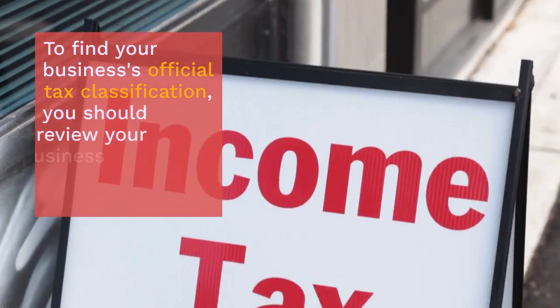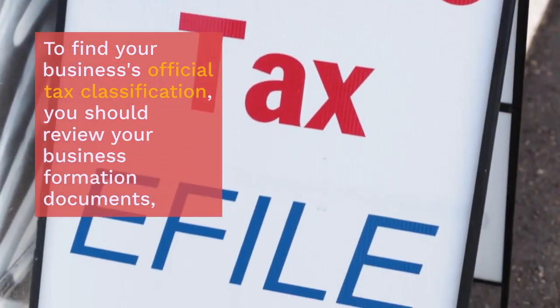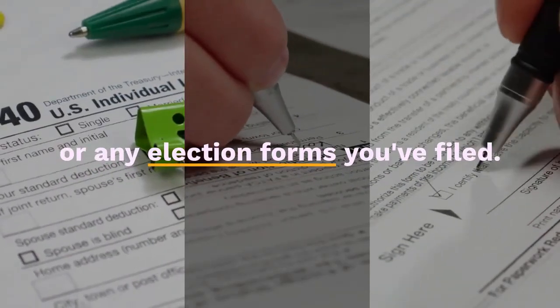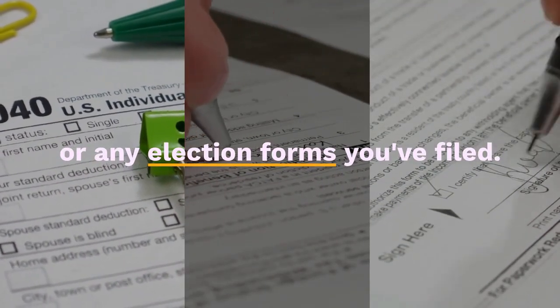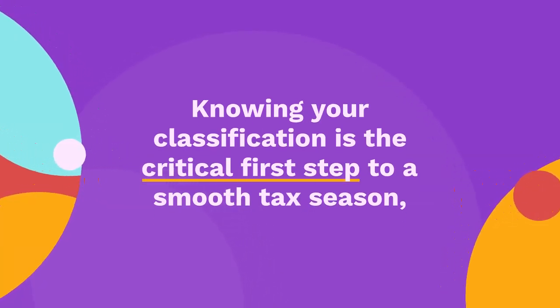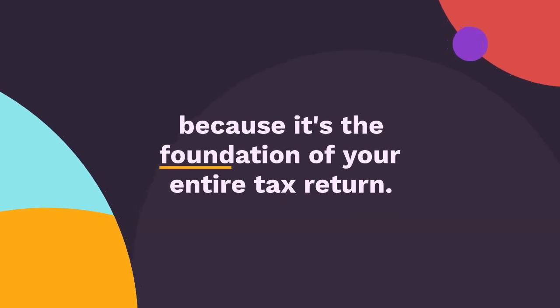To find your business's official tax classification, you should review your business formation documents, your EIN application letter from the IRS, Form SS4, or any election forms you've filed. Knowing your classification is the critical first step to a smooth tax season because it's the foundation of your entire tax return.